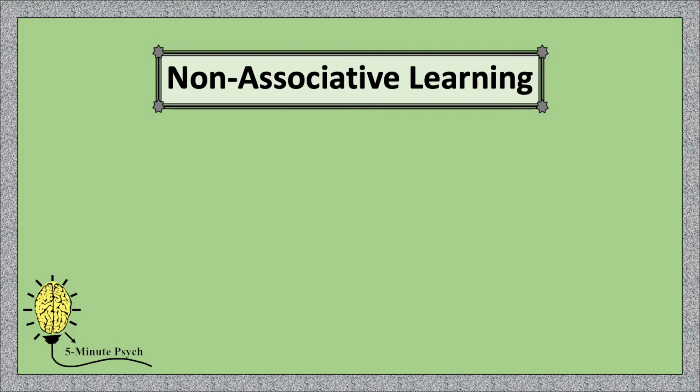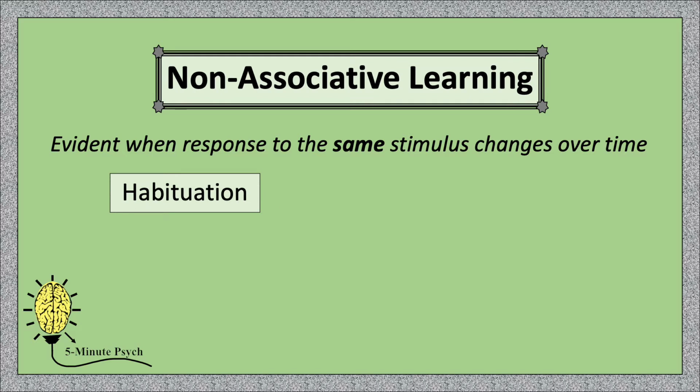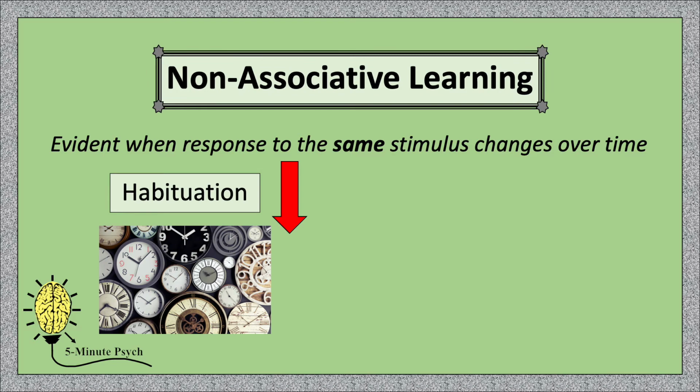Although non-associative learning doesn't involve forming associations between stimuli, it still shows evidence of learning when your response to the same stimulus changes over time. We'll look at two types of non-associative learning, habituation and sensitization. With habituation, you see a decrease in the response to repeated exposure to the same stimulus over time. As an example, imagine you buy a new clock that makes a distinct chime every hour. At first, it wakes you up all night, but after a few nights, you don't even notice it anymore. That's habituation. You've gotten used to the sound and you don't react anymore.